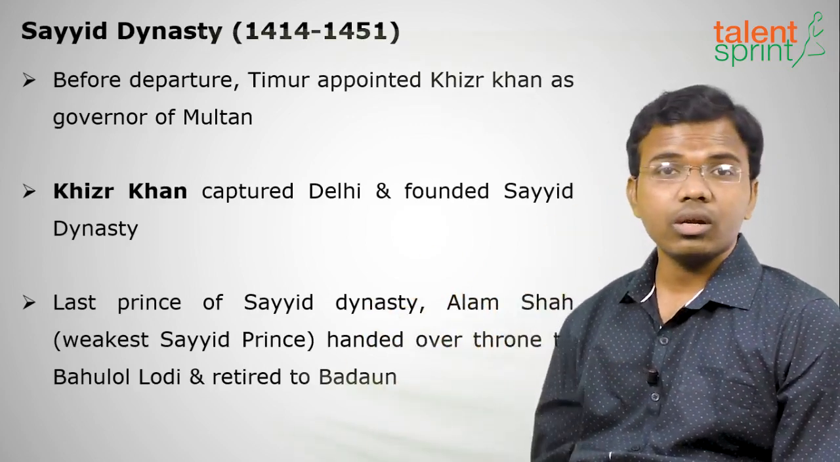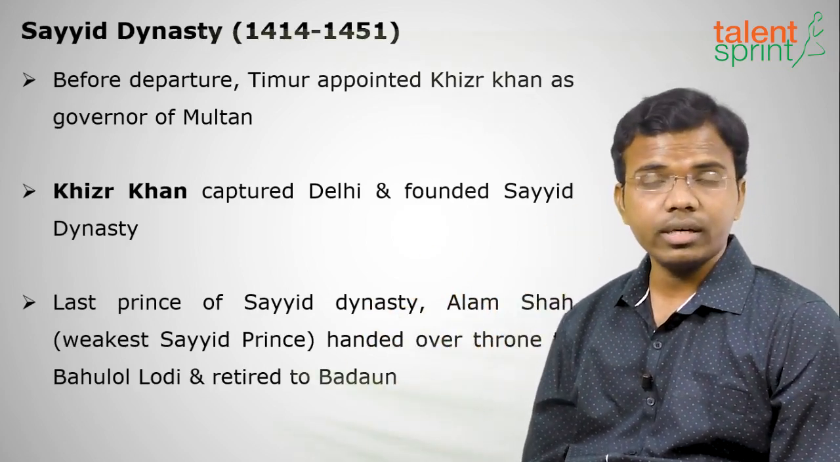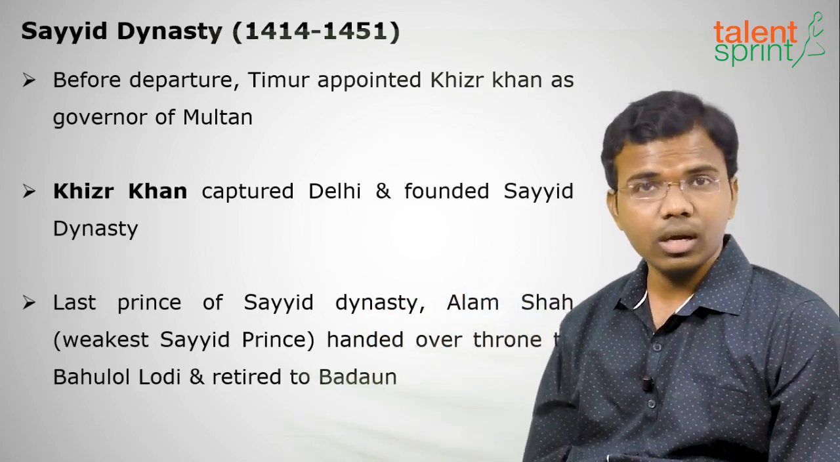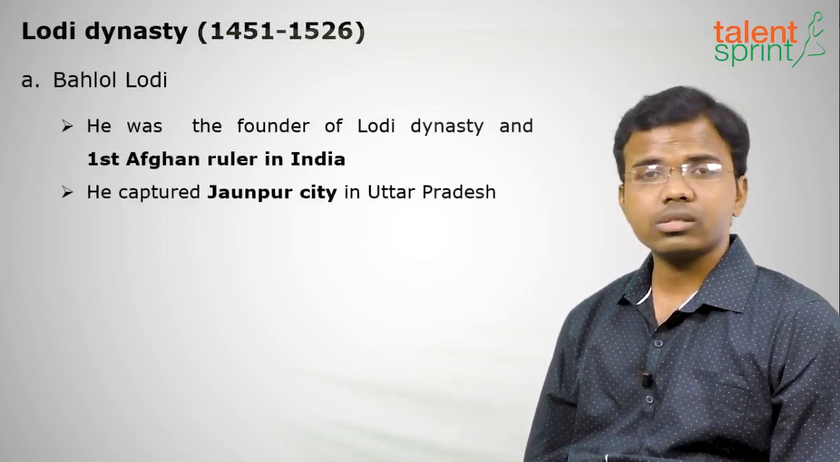The last weak ruler was Alam Shah, and he will get defeated by a person called Bahulal Lodi, and he will establish the famous Lodi dynasty. So Lodi dynasty will rule from 1451 to 1526 AD. So with the 1526, that is with the first battle of Panipat, the Lodi dynasty and the rule of Delhi Sultanate will end.